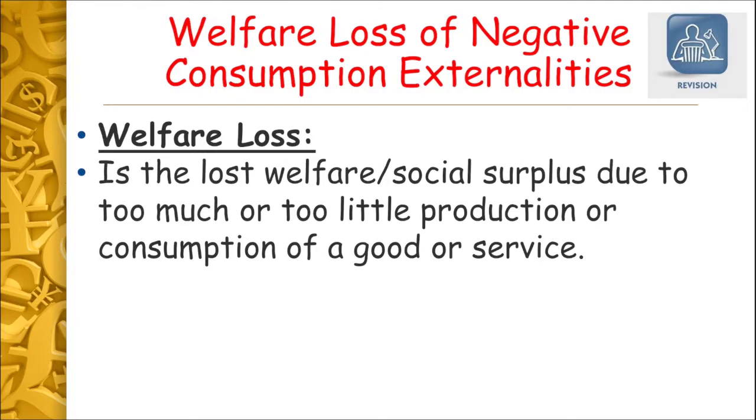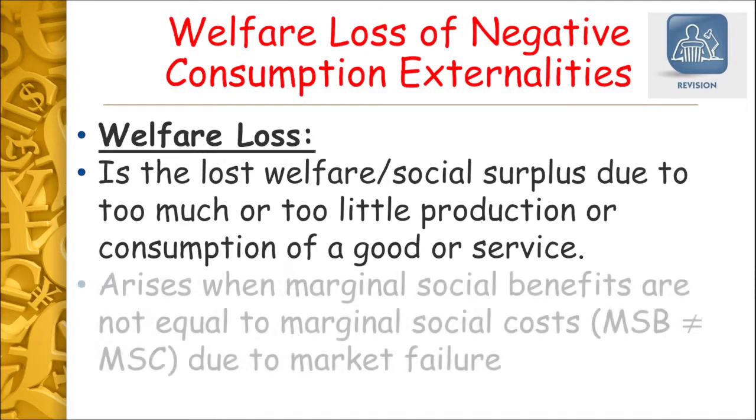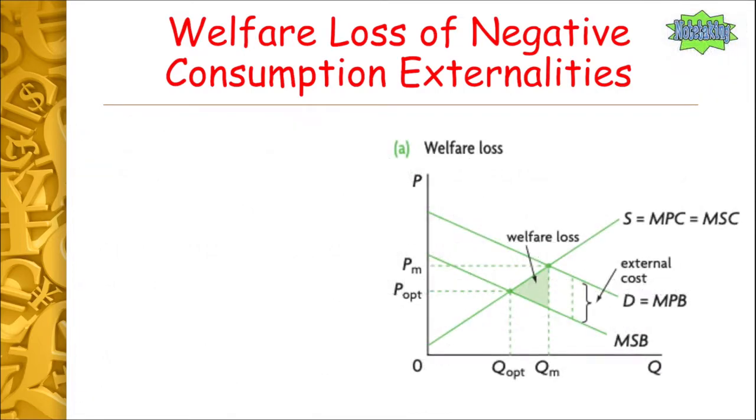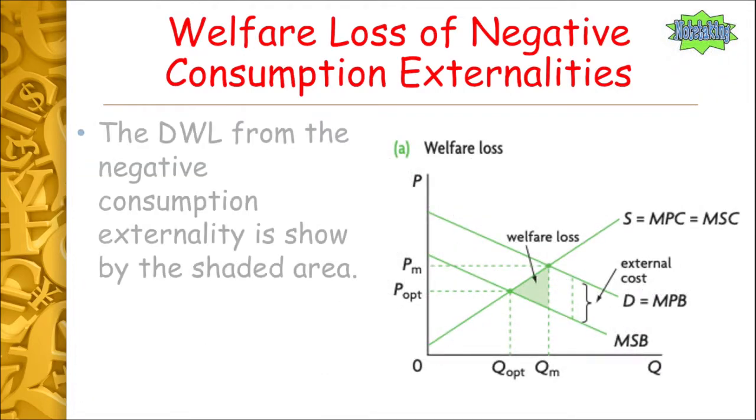Okay, so what we looked at a few videos ago is welfare loss is the loss of social surplus, i.e. consumer and producer surplus combined, due to producing too much of a product or not enough. Okay, so too little or too much production or consumption of a good or service. It arises when our marginal social benefits are not equal to our social costs due to a market failure. Welfare loss, also known as our deadweight loss.